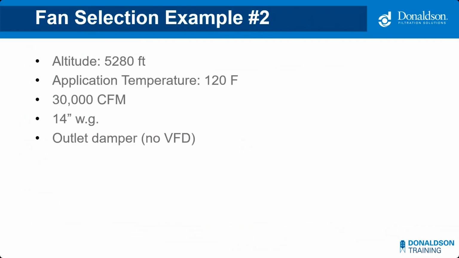For larger systems, we need to do more of a custom fan. Let's do another example and say we have a system in a high altitude location, maybe Denver, Colorado, with an altitude of 5,280 feet above sea level and a higher temperature application such as 120 degrees Fahrenheit. How about 30,000 CFM, 14 inches water gauge, and the customer prefers a manual damper to a VFD.